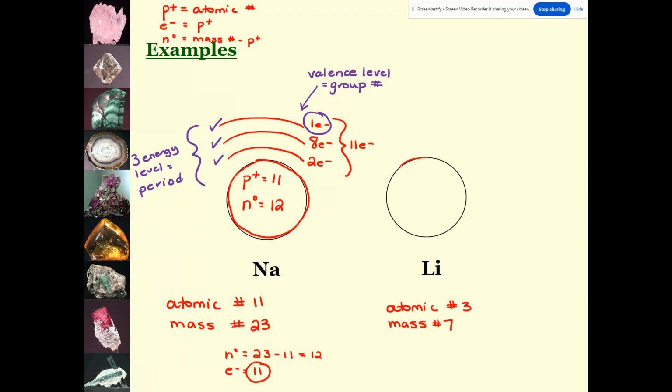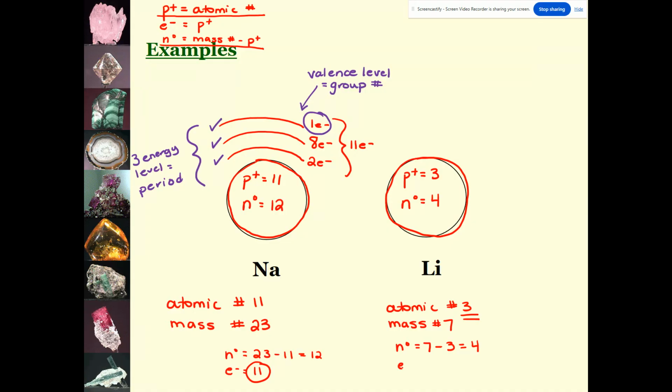So again, I already have these circles drawn because I can't draw circles very well, but I draw a circle to represent my nucleus. And again, in my nucleus, I'm going to say how many protons and how many neutrons there are. Okay, so the protons again are the atomic number. My atomic number is 3. So I have 3 protons in an atom of lithium. My neutrons are also in the nucleus. Mass number, which is 7, minus protons, which is 3, gives us 4. There are 4 neutrons in the nucleus.